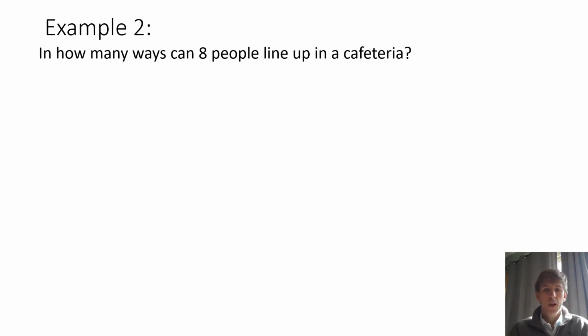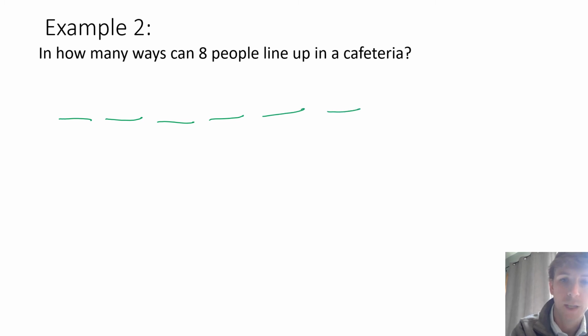This one's going to be slightly different. In how many ways can 8 people line up in a cafeteria? It's still going to use the multiplication principle. So we'll have 8 slots: 1, 2, 3, 4, 5, 6, 7, 8. If there's 8 total people, how many different ways can those people line up in that first slot? Well, it's going to be 8 because there's 8 options.